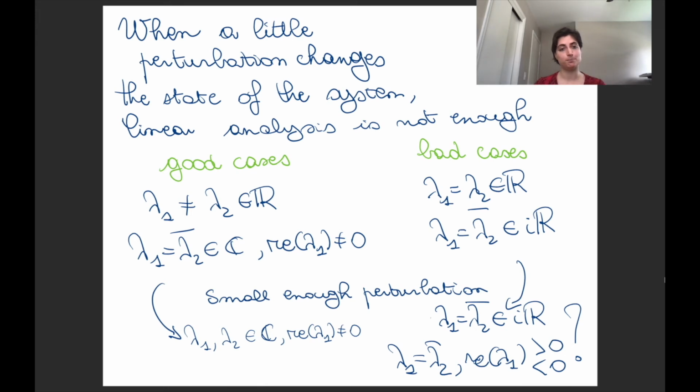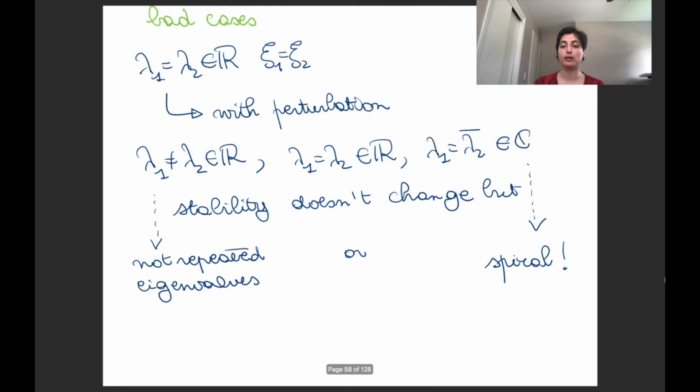Let's look at another situation. A good case: lambda 1 is the complex conjugate of lambda 2, with the real part of lambda 1 being different than 0. A small enough perturbation will keep the situation. They're both complex and the real part is different than 0. What if they're complex but the real part is equal to 0? Then a small perturbation can keep the situation in which the real part is equal to 0, or could add a real part. This is the example that we just saw. A small perturbation can add a real part to the eigenvalues. And now we don't know anymore if it's a stable or unstable situation.